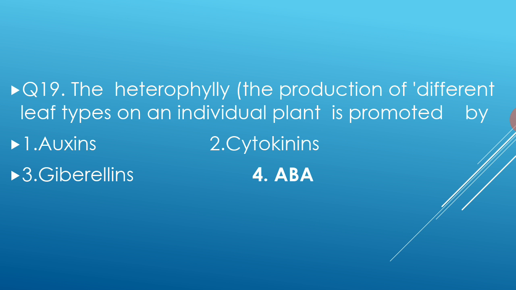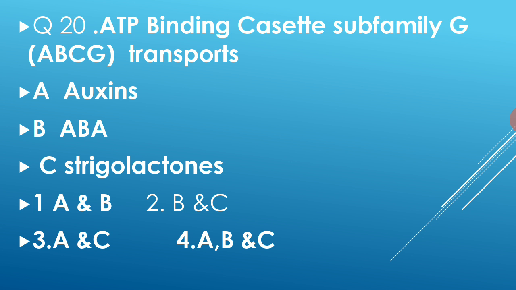Question number 19. Heterophylly is promoted by auxin, cytokinin, gibberellin, or abscisic acid. The answer is abscisic acid. Question number 20. ATP-binding cassette subfamily G transports auxin, abscisic acid, or strigolactones. The answer is B and C, abscisic acid and strigolactone. It transports these two regulators, not auxins.